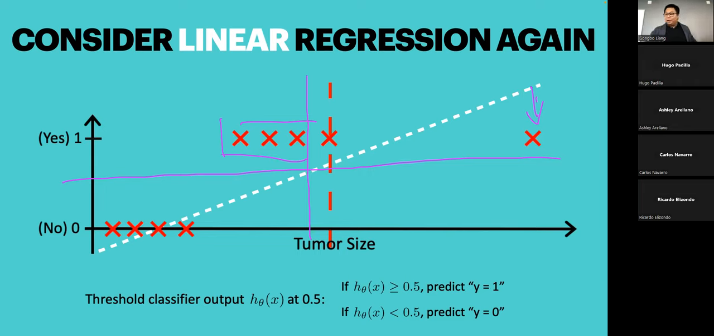So this is bad. I used to work with doctors, and they said that if someone has a benign tumor and it is predicted as malignant, it's bad, but it's not as bad as telling someone, well, you are fine, when actually the person has some health issue. So this is actually pretty bad, and linear regression doesn't work anymore here.